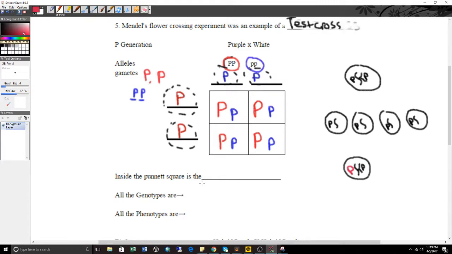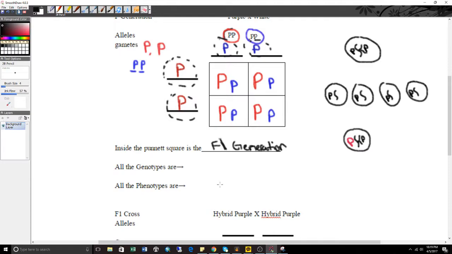So inside the Punnett square is all the possible genotypes of the F1 generation. Okay, so all these genotypes are big P, little p. So that's all the possible genotypes.